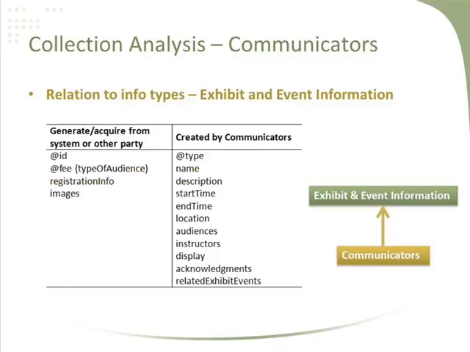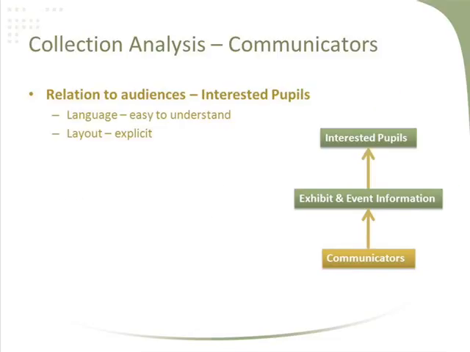So, how do we relate our information type to our authors? Our authors, the communicators, need to fill out the metadata about the exhibit and events. They include the name of the exhibit and event, the description, the start time, the end time, the location, and so on. And then, how do we relate our audience to our authors?